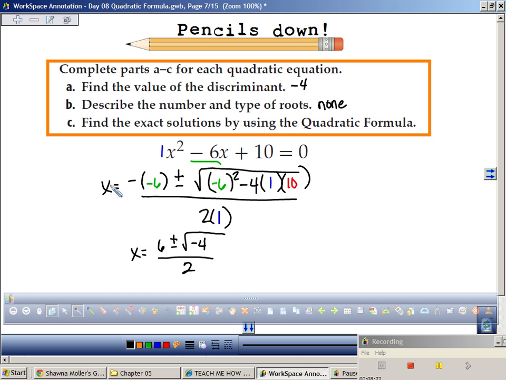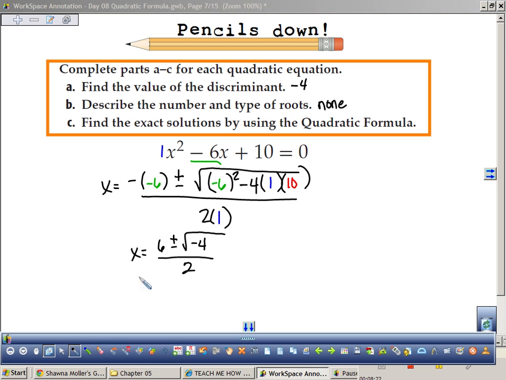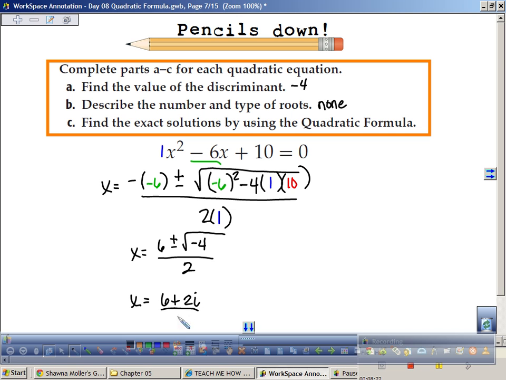I got my x's. You need x's. You're not just doing something out in the middle of nowhere, right? X equals 6 plus, what is the square root of negative 4? It's 2i, good, over 2. X equals 6 minus 2i over 2.